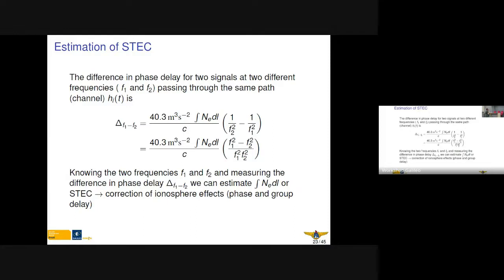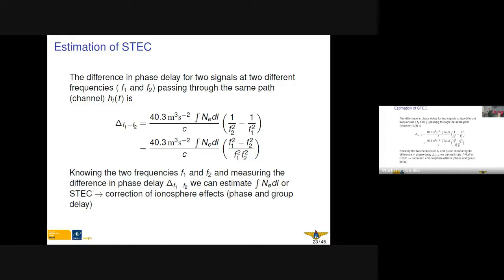Knowing the two frequencies F1 and F2, and measuring the difference in phase delay delta F1 and F2 in the receiver, we can now estimate the slant TEC. This is very interesting, and this is used for ionosphere monitoring. If we want to understand how the STEC is changing over time and have an idea how this is influencing our signal, we can make a measurement at two frequencies, measuring the phase delay difference, and knowing these two frequencies, we can calculate this STEC.